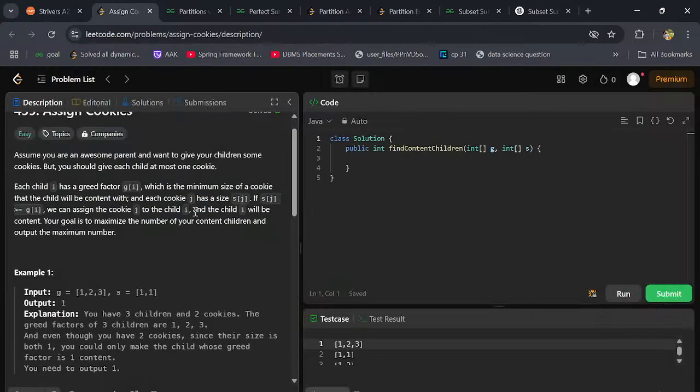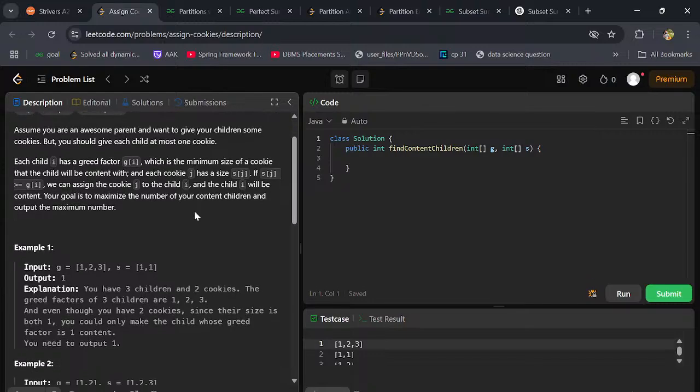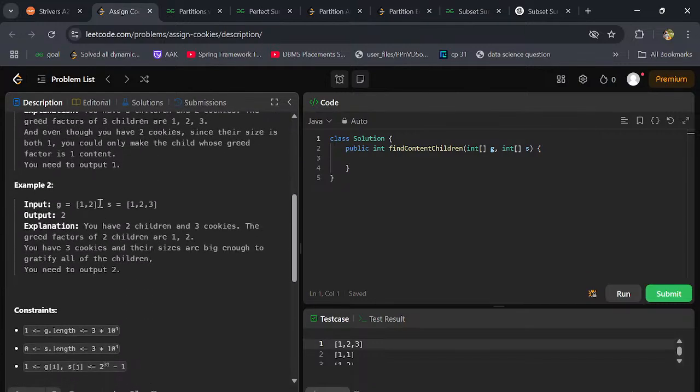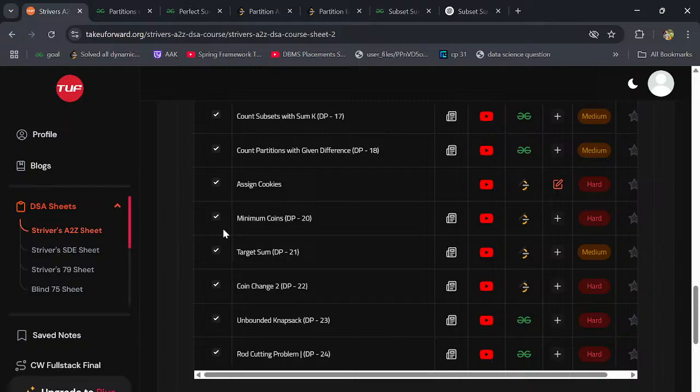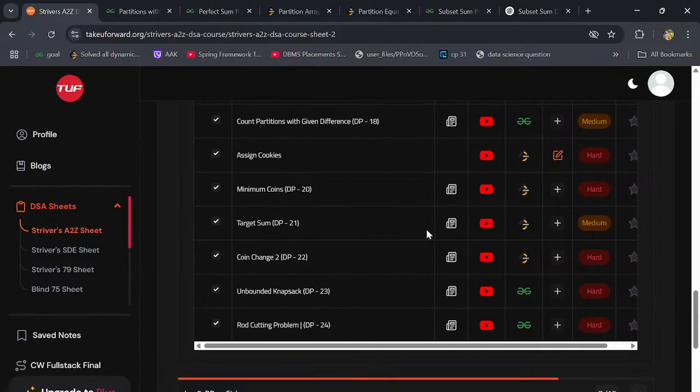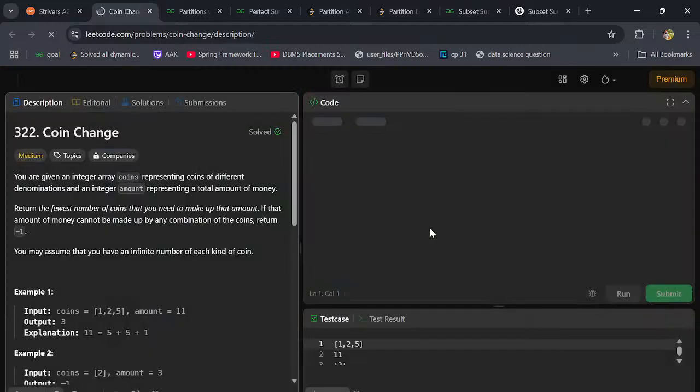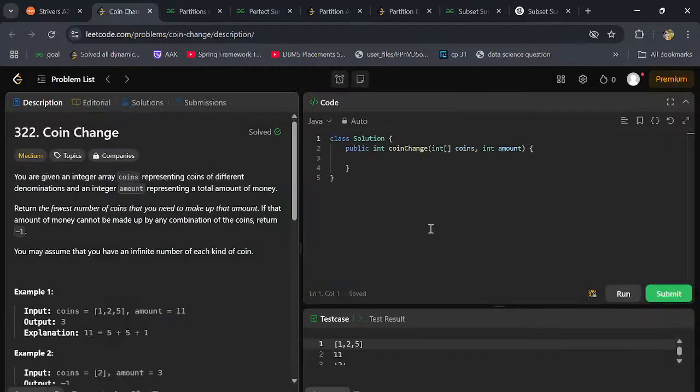I wanted the count. Assign cookies. This is basically a greedy problem. We can solve it there. This is too easy also. Don't worry. Minimum coins. This one is also the same, but with a slight modification.